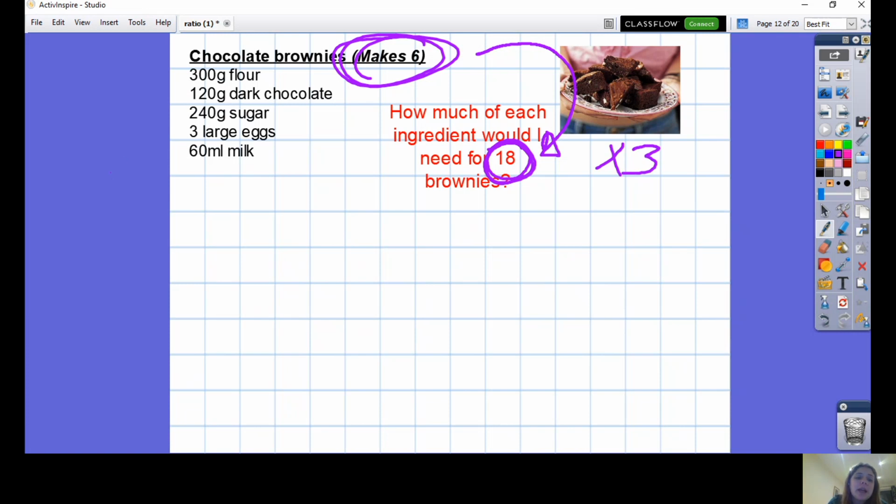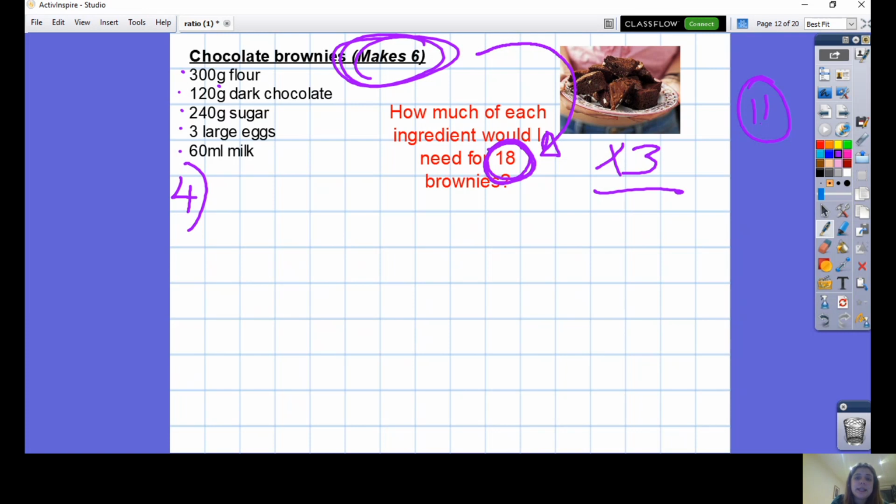What I want you to do on your piece of paper, this is going to be your independent question 4. You're going to write out this new recipe for me, please. So times all of these ingredients by 3, sorry. There are 5 different ingredients, times them all by 3, and don't forget your unit of measurement. Pause the video now and have a go at this question.